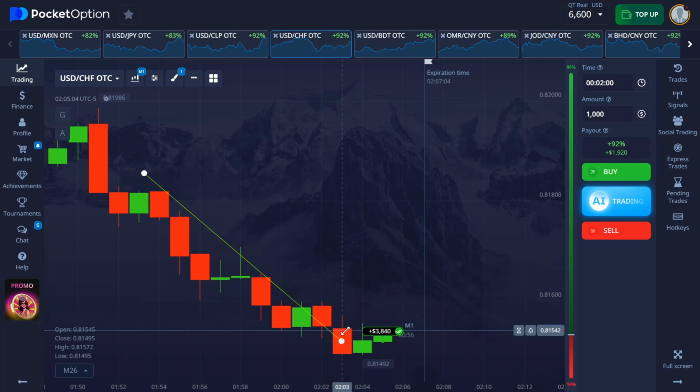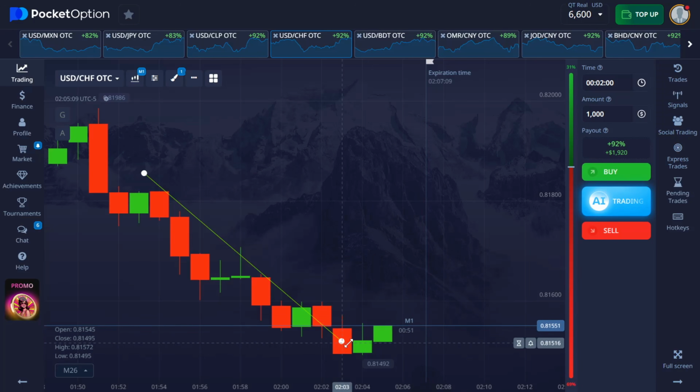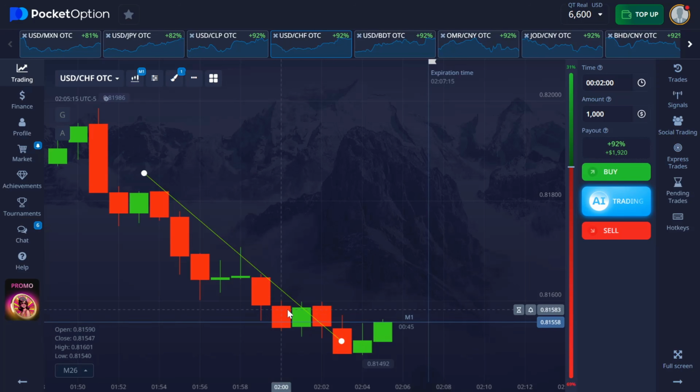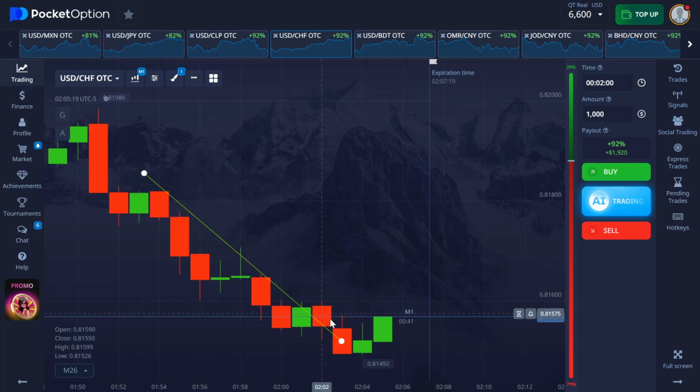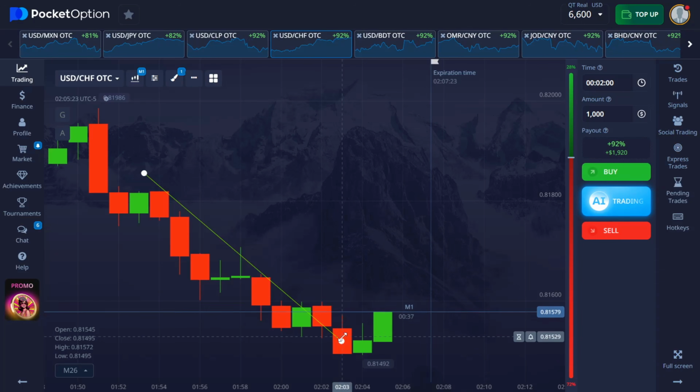You see that entry point? What if I had entered in the middle of this candle? That would be a bad entry point. And this is why I sing about entry. I could have won my other trade right here if my entry point was good, but this one was a clear win. So now I'm going to search for another opportunity.